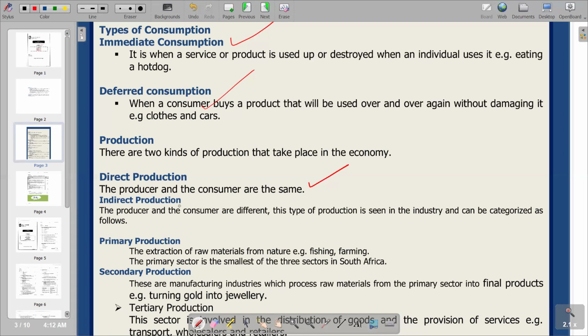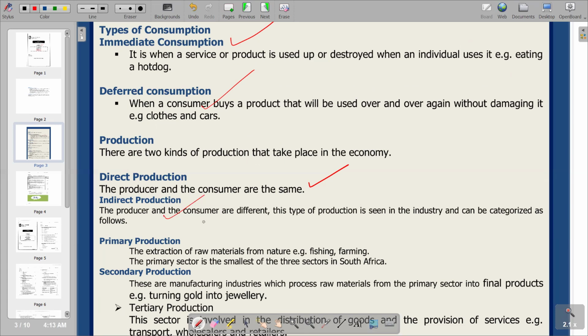Then we've got indirect production, where the producer and the consumer are different. This type of production is seen in the industry that can be categorized as follows. Indirect production becomes the opposite, whereby this is production by specialization for exchange. So you are producing for someone, you are going to exchange after producing, and the producer is not attempting to satisfy his own wants directly. In other words, as opposed to direct production, you are producing to satisfy another party. So basically, that's what we have on indirect production.